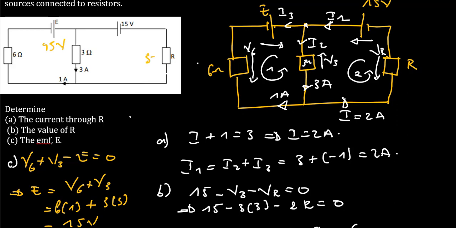And here is 3 ohms, and the current flowing through is 2 amperes.